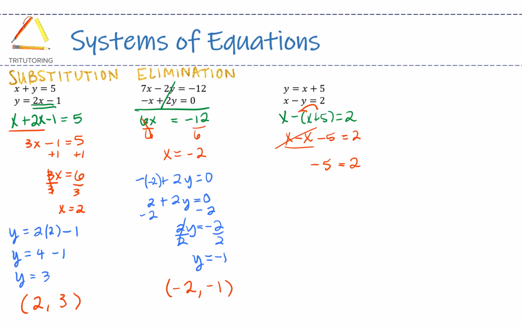Well, negative 5 does not equal 2. This is a false statement. If I end up losing all of my variables and I end up with a false statement, that tells me this is a no solution.